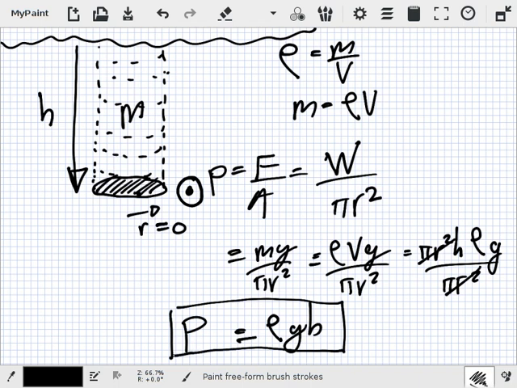In other words, you don't need to know the shape of the object to know how much pressure is on it. You just need to know how deep it is, the density of the liquid, and g. Okay, if you can write this proof down.